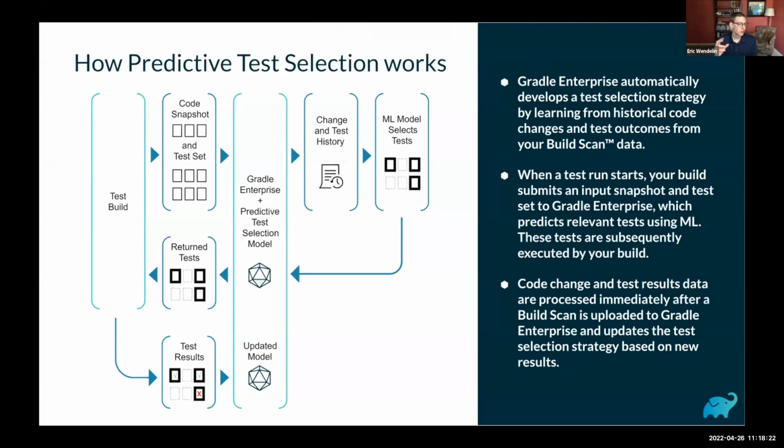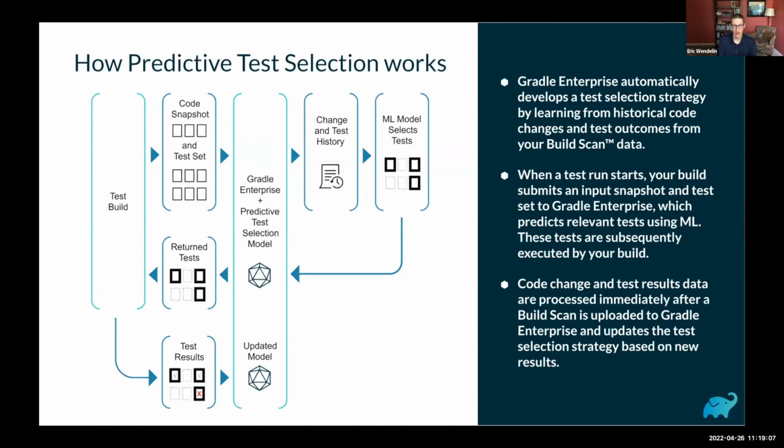And then when you're ready, you can turn on test selection for real. What happens when you do that is that your build submits an input snapshot and a test set to Gradle Enterprise, hosted, so it doesn't leave your network. Then Gradle Enterprise invokes the machine learning model, which predicts the relevant subset of tests, which are subsequently executed by your build. After every build, the new code and test data from build scans is processed immediately by Gradle Enterprise to adapt to new changes and test failures. Finally, the test outcome and test selection usage is visible in the build scans, the test dashboard, and the predictive test selection dashboard.